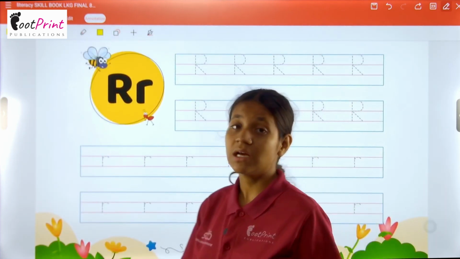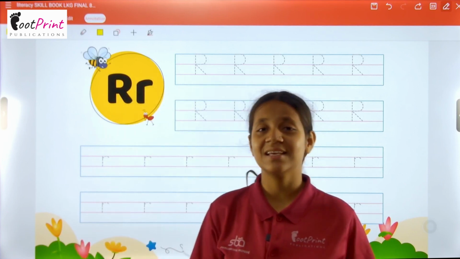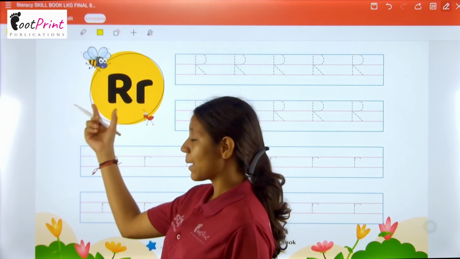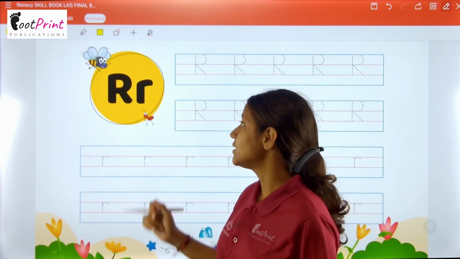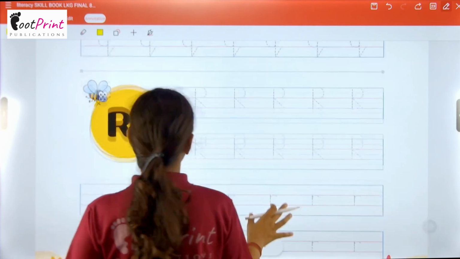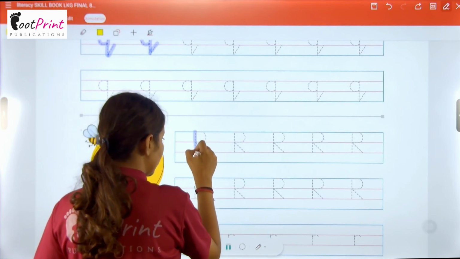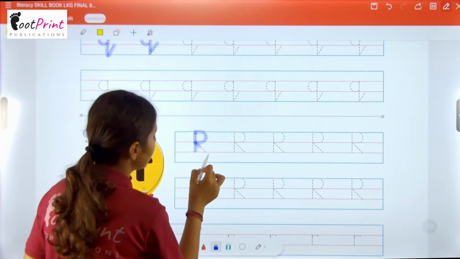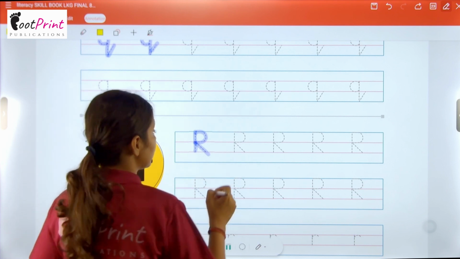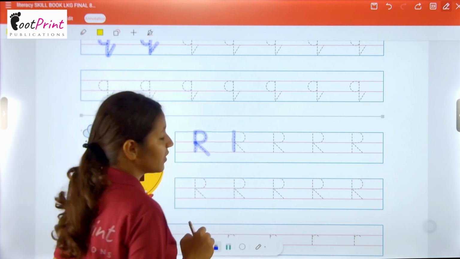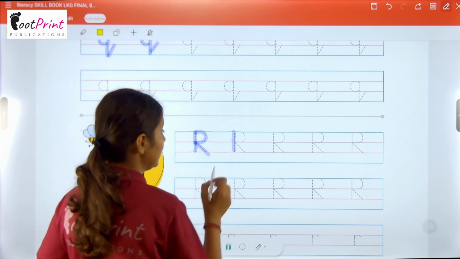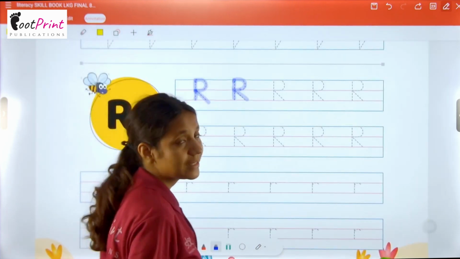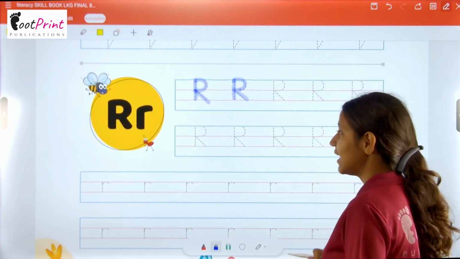Now we have R. We all know R says rabbit, R says rocket. Here we have two letters, that is capital letter R and the small letter R. So let's learn how to make capital letter R. Firstly, we have to make a straight line. Now a forward curve and then a slanting line. See, firstly we have to make a straight line, then a curve, then a slanting line. And this is how we will make the capital letter R.